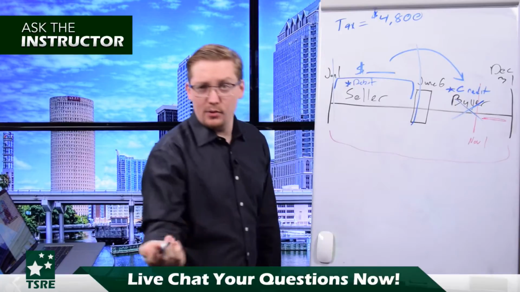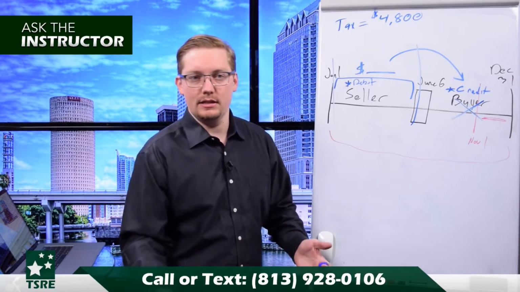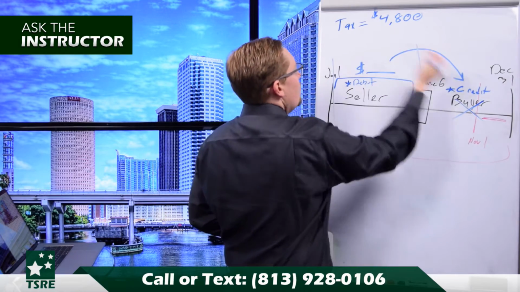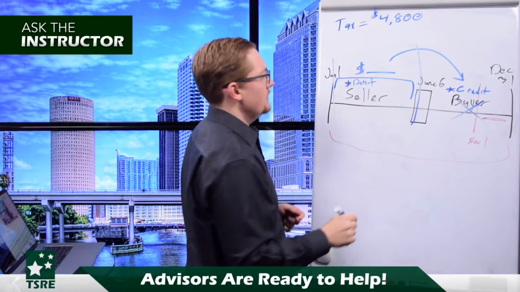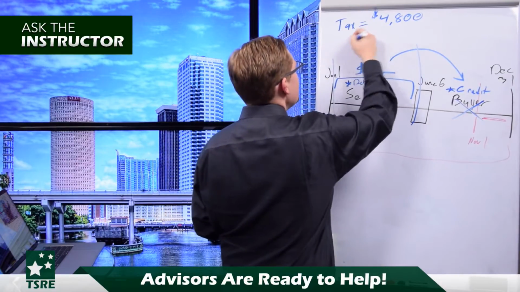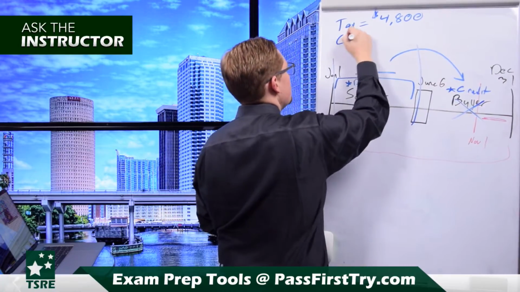So taxes, we got $4,800, let's say. We find that in the question, it'll say taxes are $4,800 for the year. We've got our date of closing, which we'll use the same diagram that we drew out over here. And let's say that our closing date is June 6th.